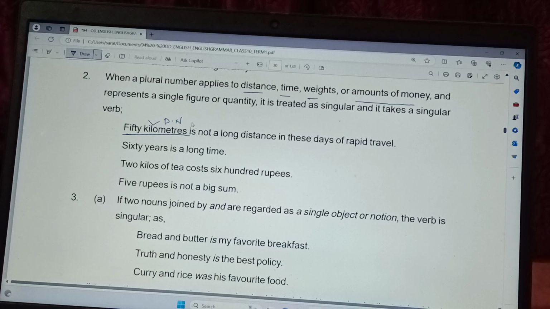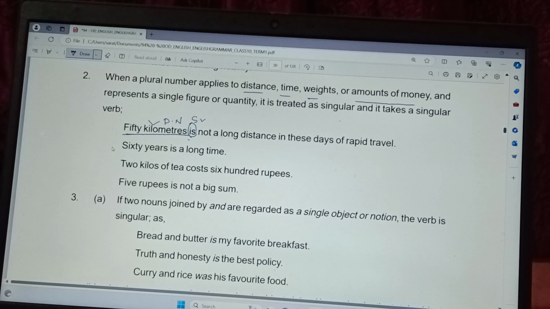But we put a singular verb, guys. 50 kilometer is not a long distance in these days of rapid travel. That means, guys, 50 kilometer is a plural number but it refers to a distance. So rule 2 tells us that when the plural number applies to distance, we put a singular verb.